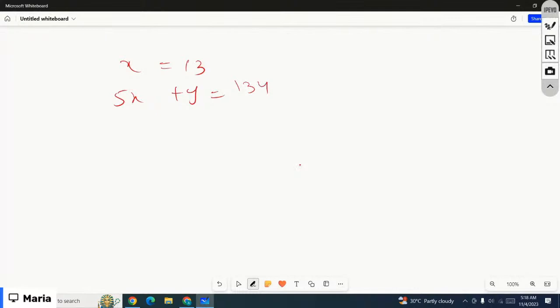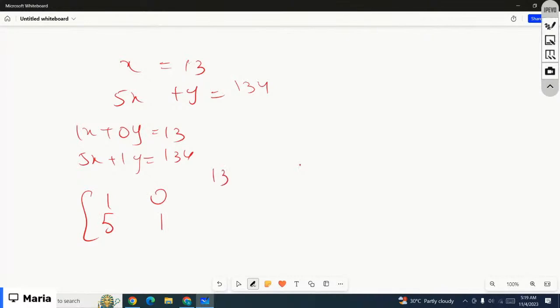Okay, so just rewrite this equation. You don't have y here, right? That means y is 0. The equation is like this: x plus 0y equals 13, 5x plus 1y equals 134. Now let's just make the augmented matrix and solve. Augmented matrix is, you have 1 0, 5 1, and here you have 13 and 134, right? So you need to make these two rows equal 1 0 and 0 1, right?